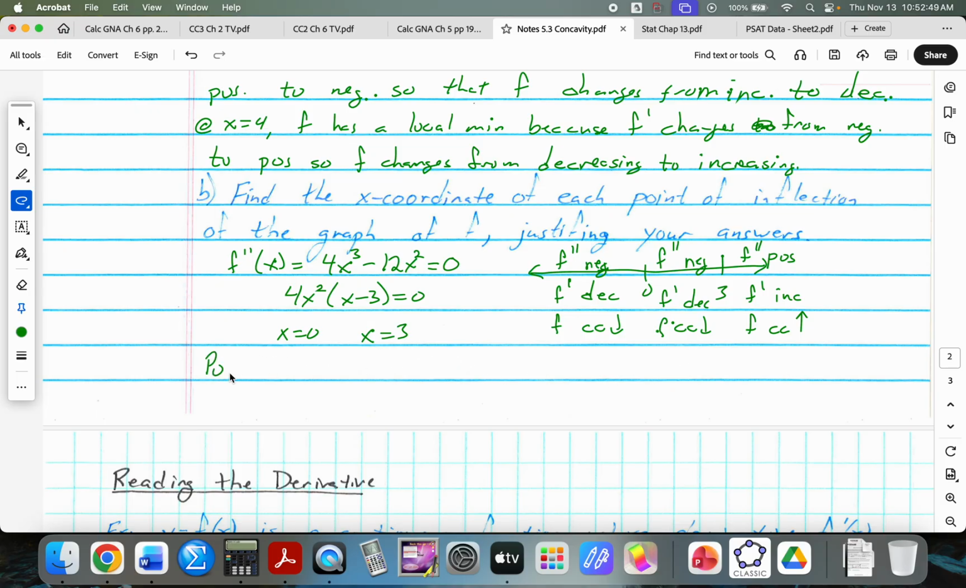So I have a point of inflection on the graph of f.